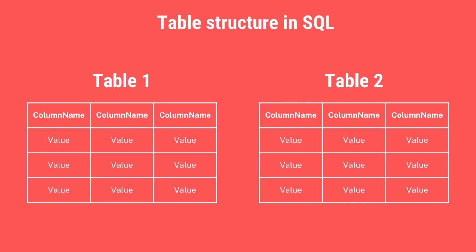Let's explain table structure in SQL. In the example provided in SQL, a table is structured using a combination of columns and rows. Each column represents a specific attribute or piece of information, while each row represents a record or entry in the table. The table name serves as its identifier within the database. Columns define the attributes or fields of the data stored in the table, with each column having a name and a data type specifying the type of data it can store.